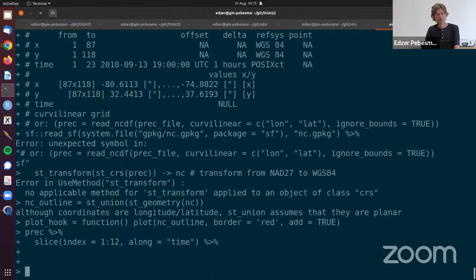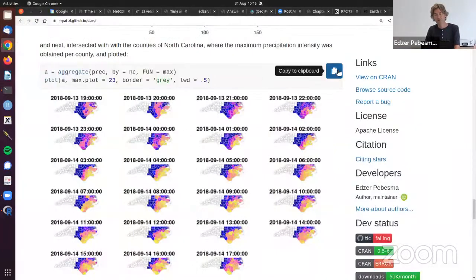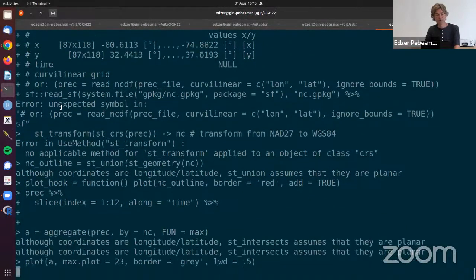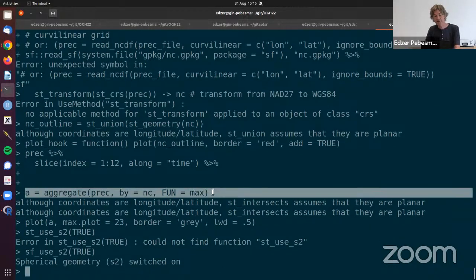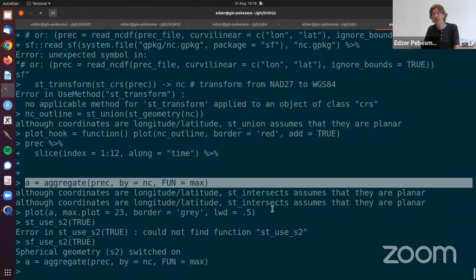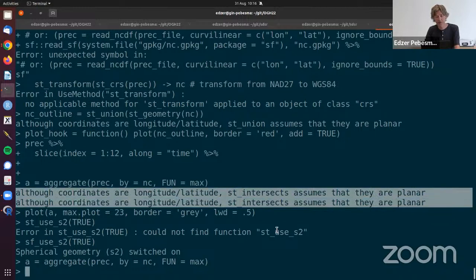Oops. This one. Right, so I get a little warning here. It says, although coordinates are longitude, latitude, ST intersects assumes that they are planar. So I do an intersection on geodetic coordinates, longitude, latitude coordinates, but doing it in GEOS, and it warns. If I had said sf use S2 true, and I switched it to false, and then would have run this aggregation, it would not have complained, as you see here, right? Because I work with geodetic coordinates, I should do things on the sphere. I get no warnings. You get warnings here, which have always been there. So I get rid of this. So that's a good thing. I get rid of warnings, actually, I think.